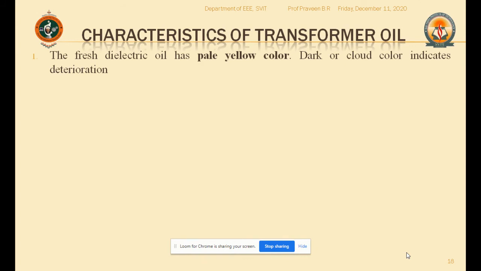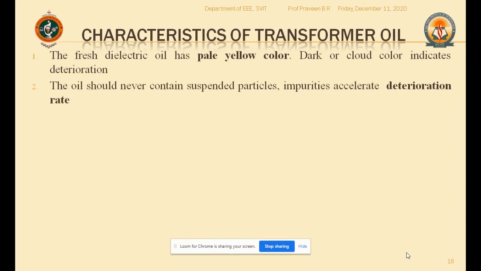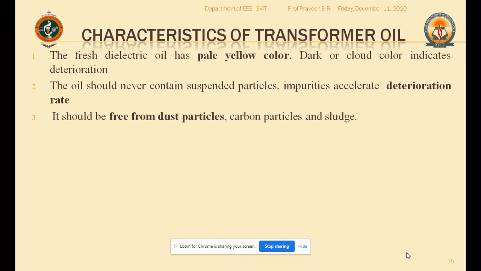When do you say the oil is a very good transformer oil? These are the qualities of a good transformer oil. Whenever the oil is pale yellow in color, it indicates that it is a good transformer oil and you can use it. And you should always make sure that the oil should never contain any suspended particles or impurities which deteriorate the rate of action. It should be free from dust particles or carbon particles or sludges.